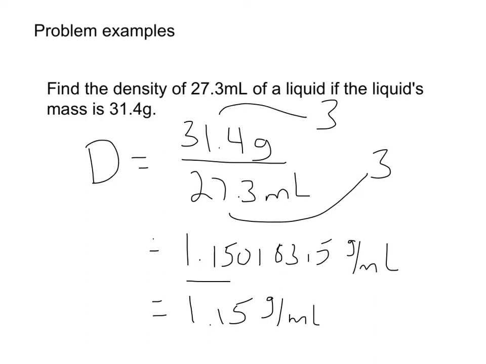Just for point of reference, the metric system was designed around water. What's its density, Mr. Hunter? Roughly 1, but it's really 0.998 or something like that. Right, it's actually 1 if it's almost freezing or something. Water's about 1. So anything that is more dense than water would sink if you put it in water.